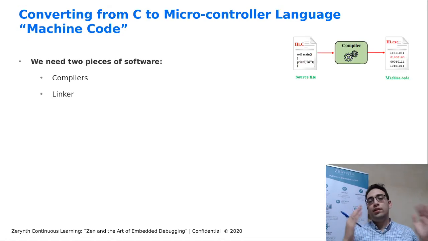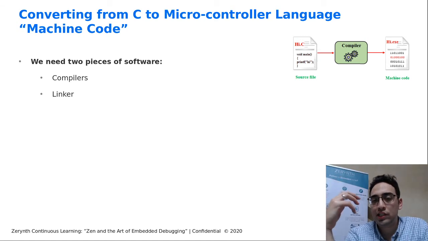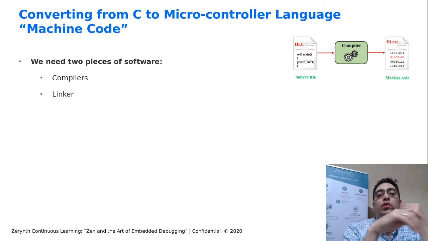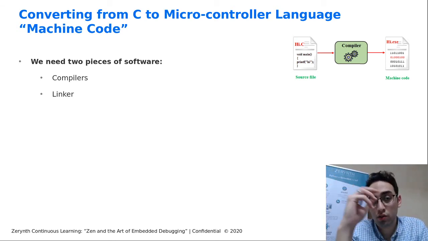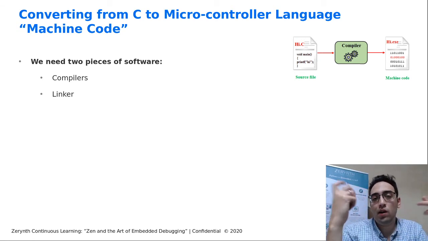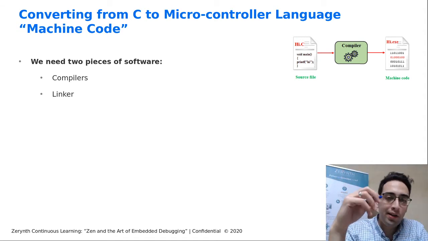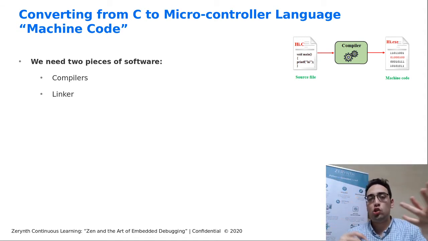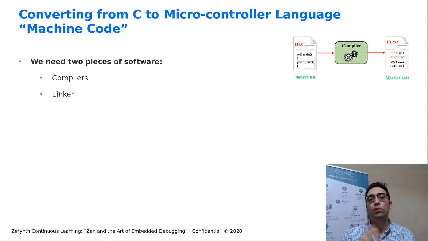Okay, so we've written a C source code. Right now we need the machine code. So does the microcontroller understand our C language? No, the microcontroller does not understand that language. So we need something to convert our source files to machine code. We use two things. We use the compiler and then we use the linker. So what are the compilers and what are the linkers? The compiler is a piece of software that is responsible for converting the source code into something called an object code.